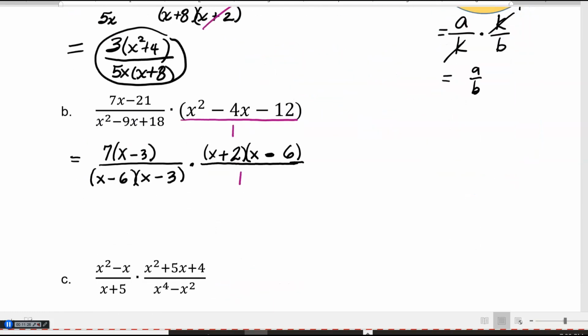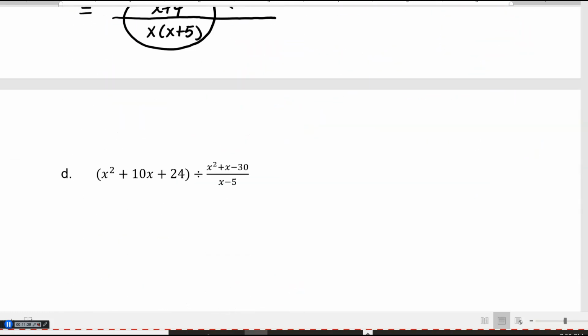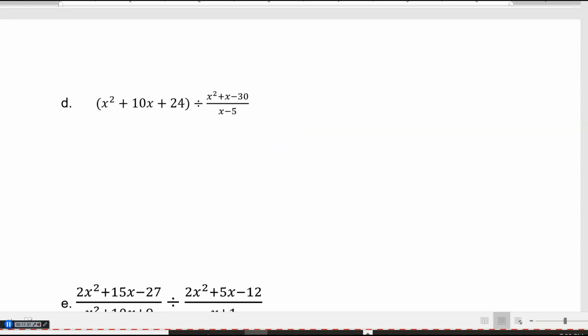Moving on to D. We have x squared plus 10x plus 24. And notice here, definitely need to pause, because that's a division symbol. So if we know anything about division, if you had A over B divided by C over D, what you'll do is keep, change, flip that. So keep, change, flip.